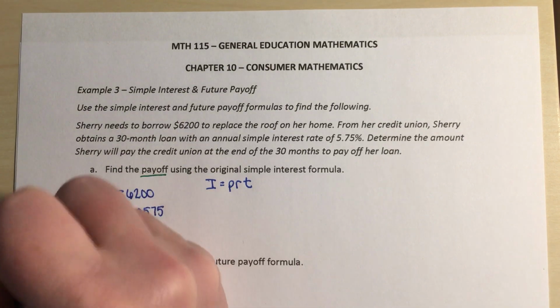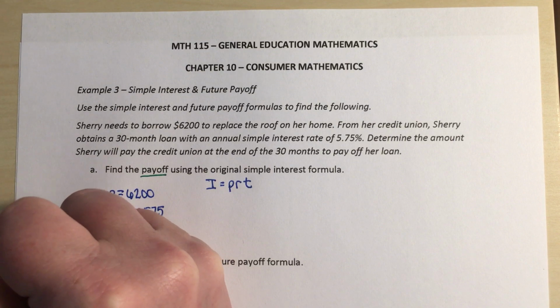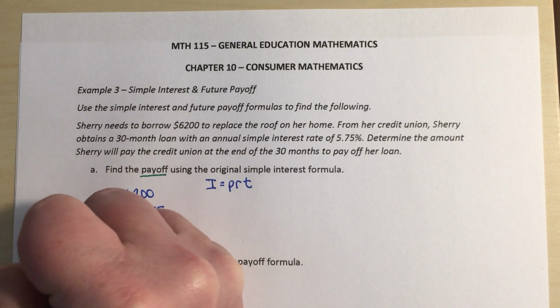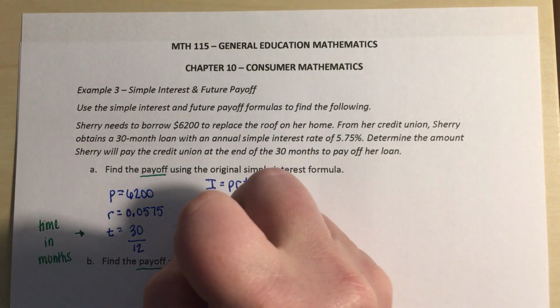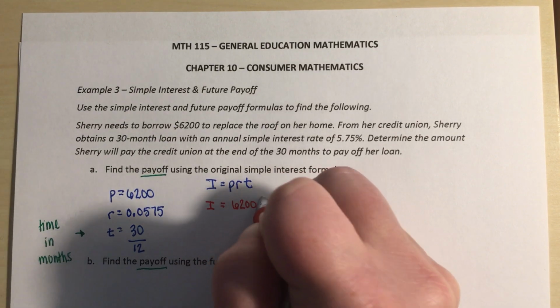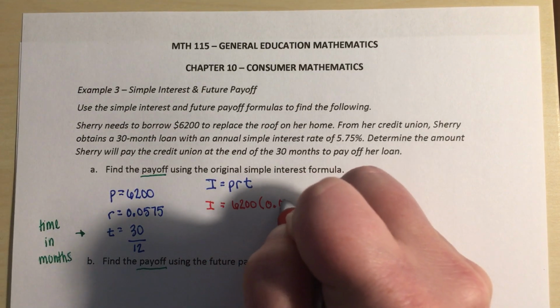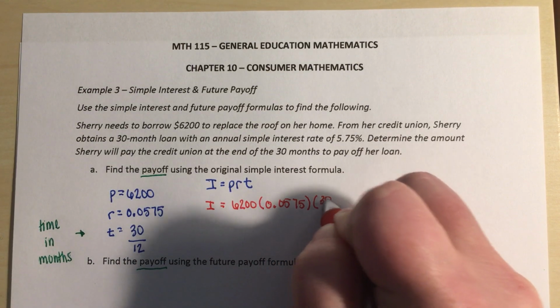So in this particular example, our time is given to us in months. We can leave that as a fraction. You can write that as a decimal. It's kind of up to you. I'm just going to leave it as a fraction as I go through here. All right, so to find our interest, we're going to take 6,200 times 0.0575 times 30 over 12.